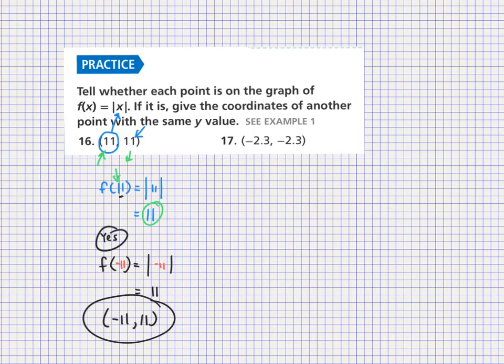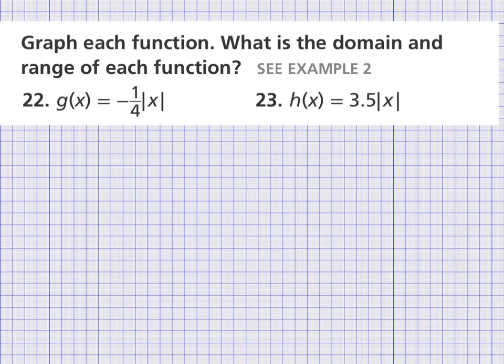And the same thing would hold true for number 17. Notice in number 17, if you insert this one right here, a negative 2.3, into here and here, and you take the absolute value, you should get the positive version. So that's not what you get. You don't get the negative out. You get a positive out. So this one would be a no.